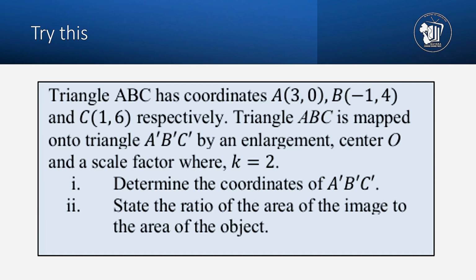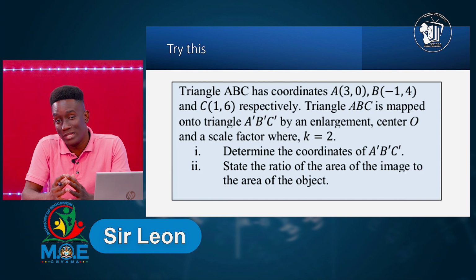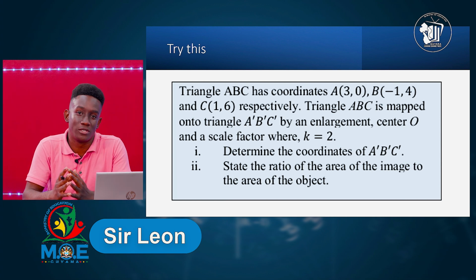And of course, I must leave one for you to try on your own. So this one says triangle ABC has coordinates A being (3, 0), B being (-1, 4), and C being (1, 6), respectively. Triangle ABC is mapped onto triangle A prime, B prime, and C prime by enlargement with center O, which is the origin, and a scale factor where K is equal to 2. We know K represents a scale factor. Determine the coordinates of A prime, B prime, C prime. State the ratio of area of the image to the area of the object. So you need to calculate the area there, and we know how to calculate the area of a triangle, half base times height.